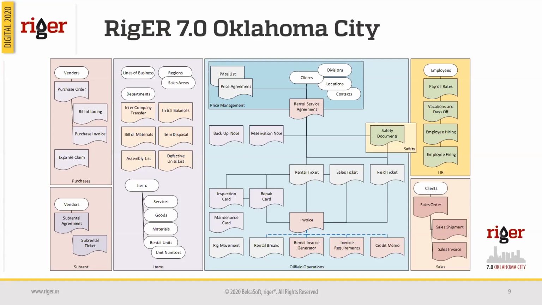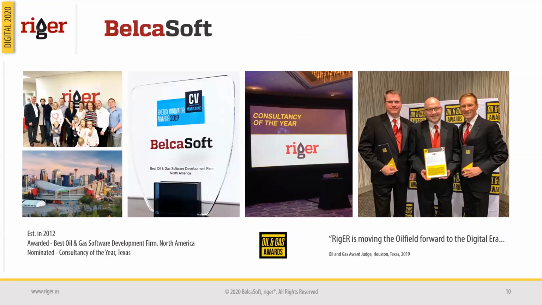So what is the Oklahoma City RigER 7.0 release? You can see there are a few components to it, and it's a snapshot of the main RigER modules: from purchasing on the left-hand side, to the sub-rental module, to the interdepartment equipment transfer module, to the rental module, which is a big one, the HR module that allows you to keep track of employee-related information, and the sales module. It's made of several key modules that allow you to manage your operations in RigER. More modules are coming in the next release.